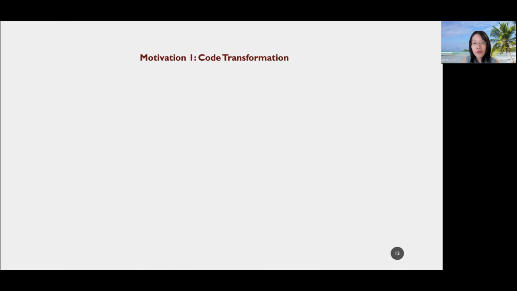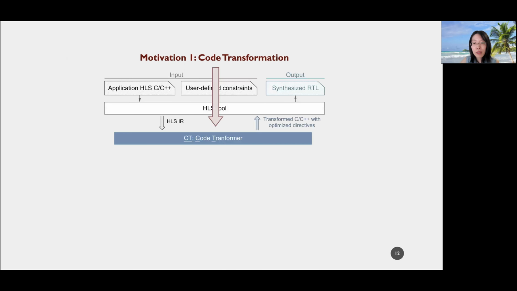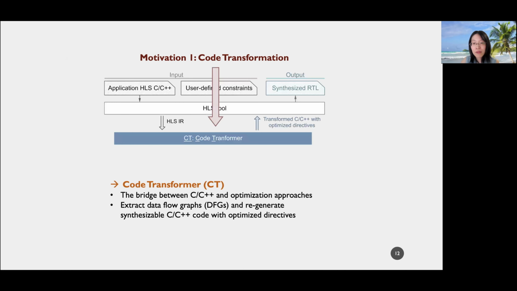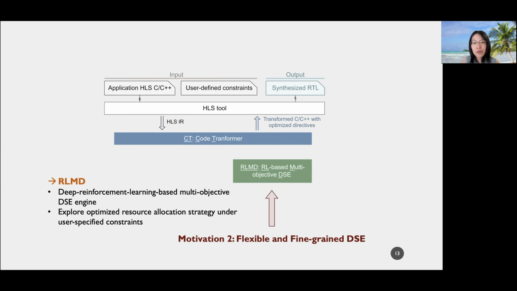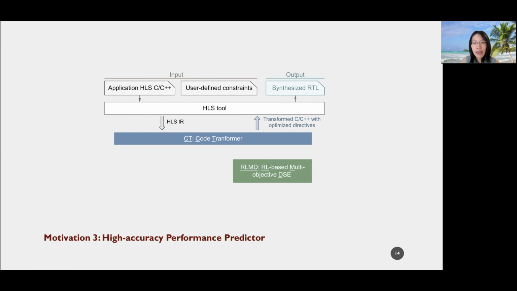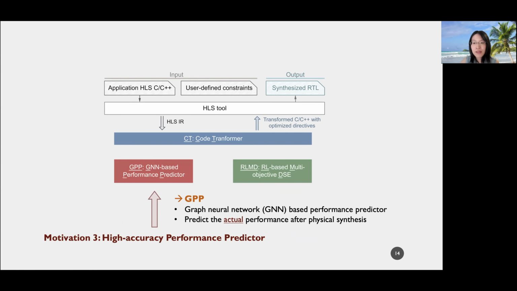Given the demand for code transformation, we propose a code transformer which breaks up the boundaries of high-level abstractions, fuses them into data flow graphs, and regenerates synthesizable C or C++ code with proper pragmas. Based on our pursuit for flexible and fine-grained DSE, we design a deep reinforcement learning-based DSE tool aiming to learn to optimize the resource allocation strategies. As high accuracy performance prediction is also desired, we build a GNN-based performance predictor, which leverages the inherent graph structures of DFGs and provides high accuracy predictions.